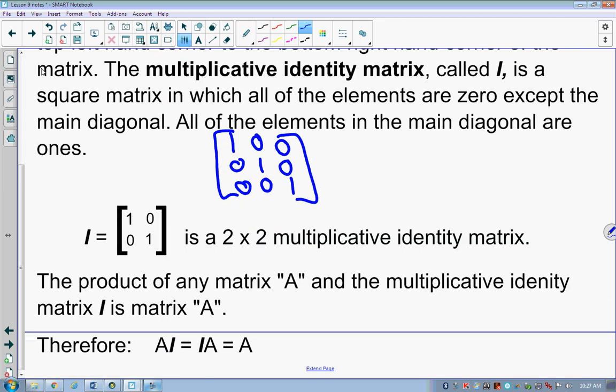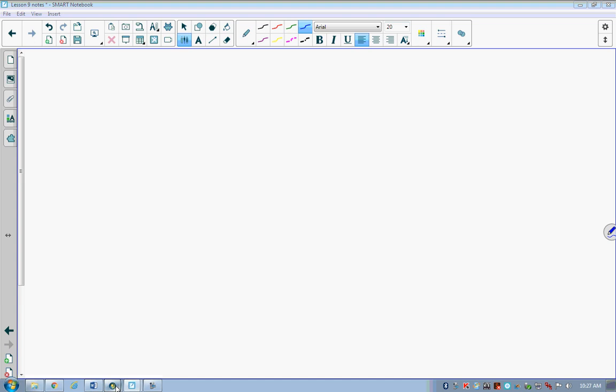All right. So an identity matrix of a 2 by 2 would be 1, 0, 0, 1, because there's my main diagonal. The product of any matrix A and the multiplicative identity matrix is going to be the original. Therefore, matrix A times the identity matrix equals the identity matrix times matrix A, or just A. And that's it. So let's look at some questions.